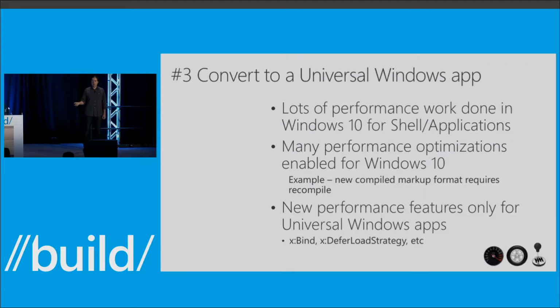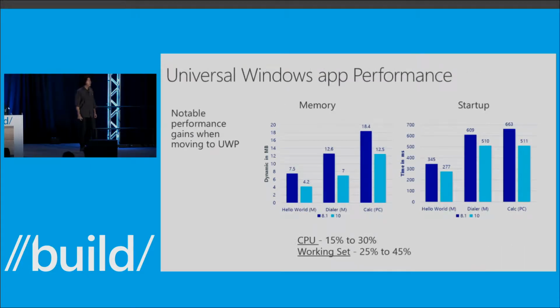So how much are the gains we see? These are some of our internal test apps we've been using to measure our gains with. We're seeing CPU improve up to 30% and working set up to 45%. So really some huge gains. It varies by your application, but you kind of get it out of the box when you convert.